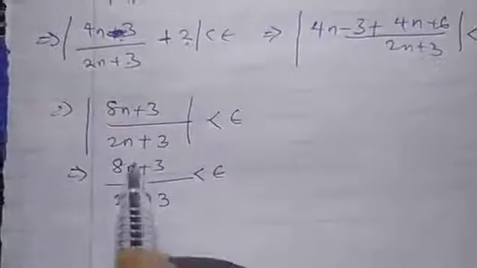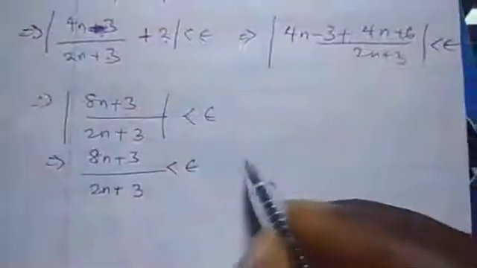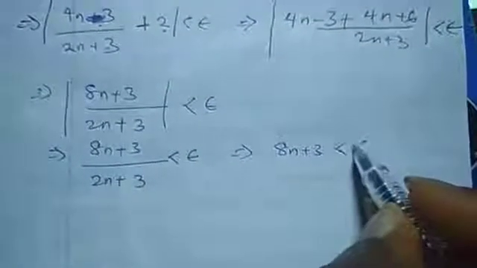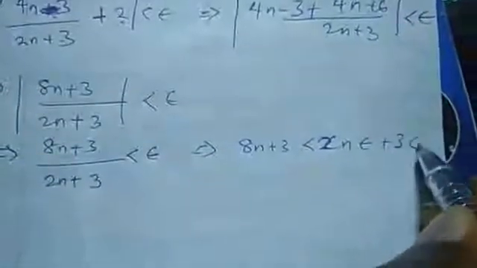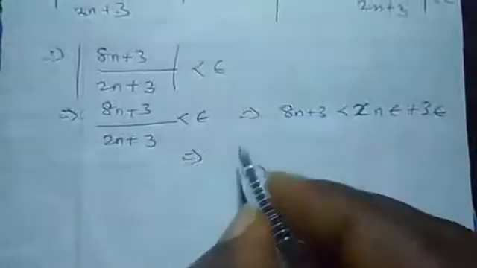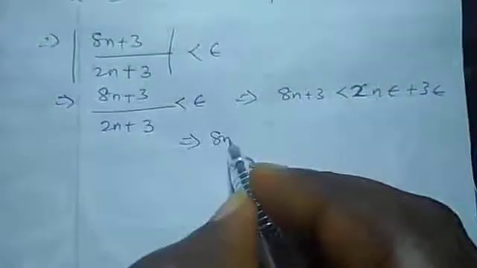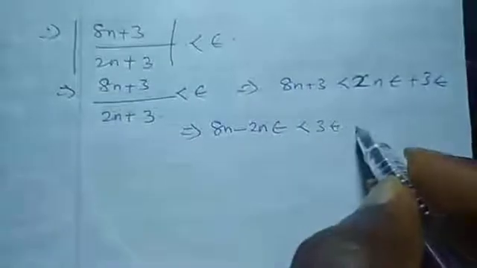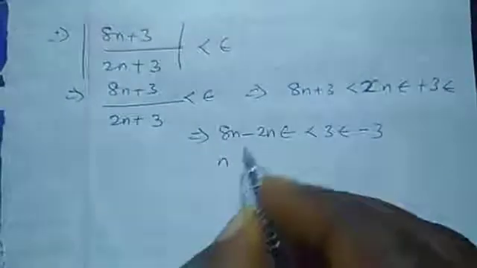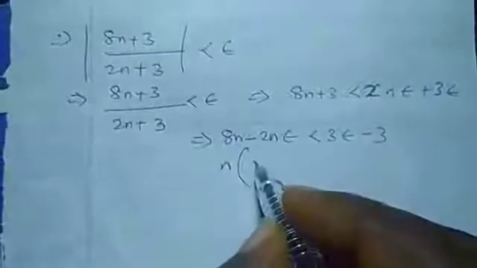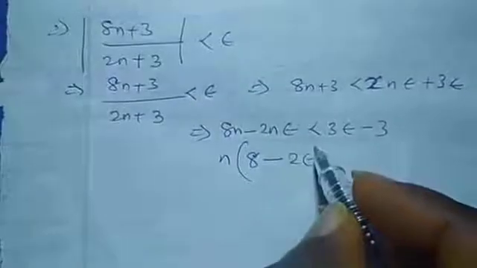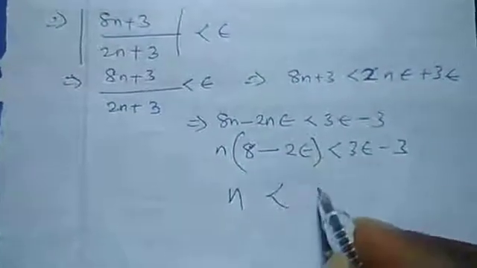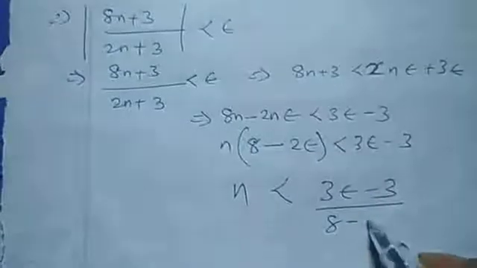Now we arrive at this. My aim now is to find the value of N. How do we find the value of N? Let's cross multiply. We have 8n plus 3 is less than 2n epsilon plus 3 epsilon. From that place, if you collect the like terms, we have 8n minus 2n epsilon is less than 3 epsilon minus 3. n is common. I'm only trying to make n the subject of the formula. n is common. We have n times 8 minus 2 epsilon is less than 3 epsilon minus 3. So if we make n the subject of the formula, n will be less than 3 epsilon minus 3 over 8 minus 2 epsilon.